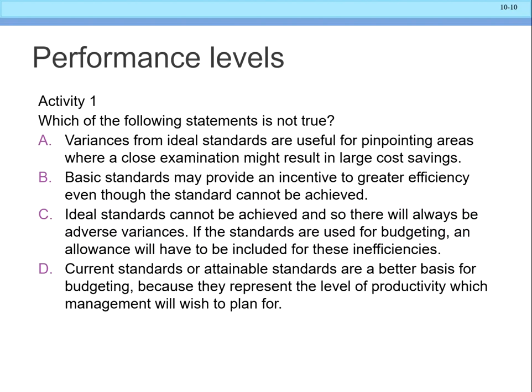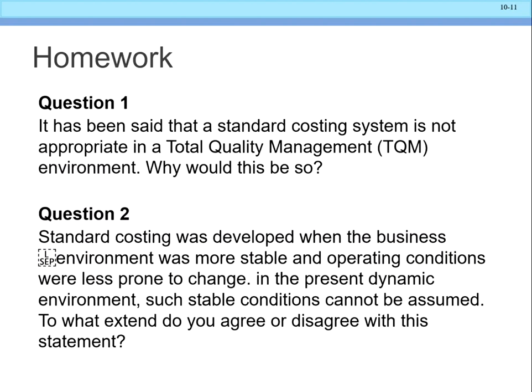So which one is not true here? It's B, because if we look at B, the description that has been given is for an ideal standard. It's not for a basic standard. So the statement which is not true is B. Okay, then you need to research these questions so that you can understand how standard costing is being affected by modern manufacturing technologies.